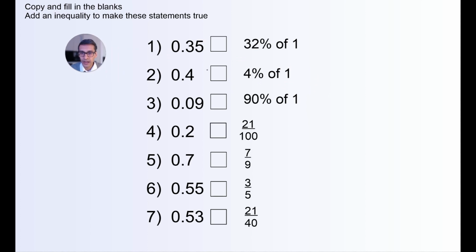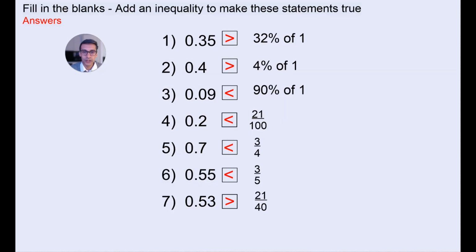Alright, so pause the video and then have a go at filling in the blanks here. So you're going to write an inequality symbol, either less than or greater than or equal to, depending on which way you read it. Okay, here come the answers in 3, 2, 1. Here are the answers. Now, again, you may have decided to convert some of these. So for example, this is 0.32, this is 0.04, this is 0.9, 0.2, and then this is 0.21.